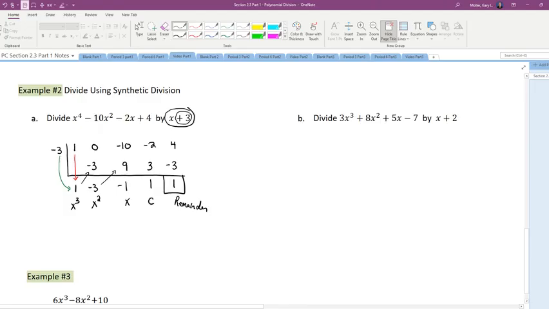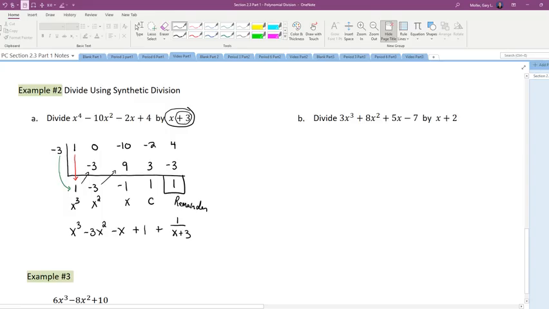So I start here and I say, okay, this 1 is the coefficient on x cubed. So I have x cubed, and I just work my way down. Minus 3x squared minus x plus 1, and then plus 1 over x plus 3. So this would be the result of what I would get if I divided this by this.